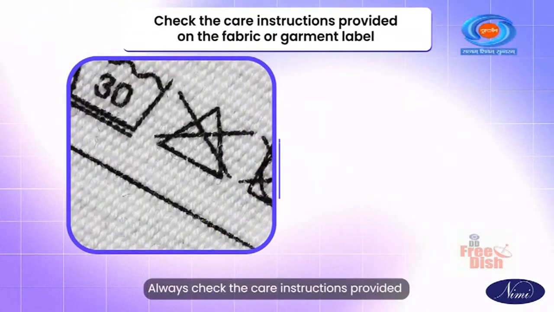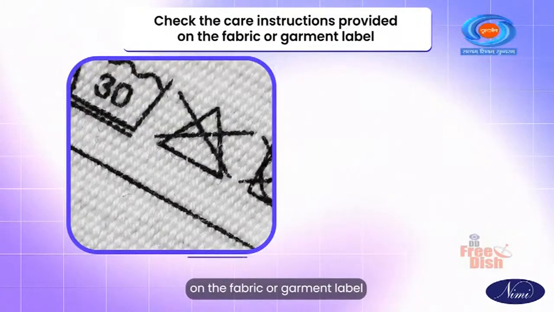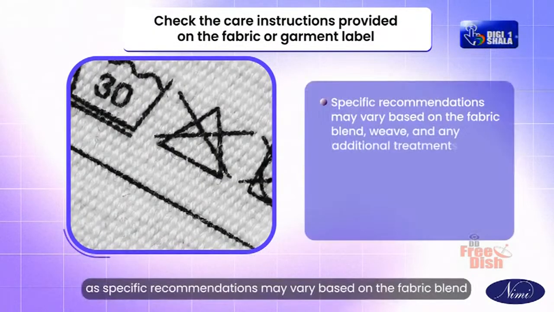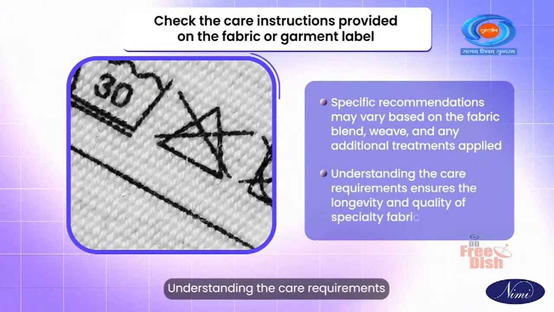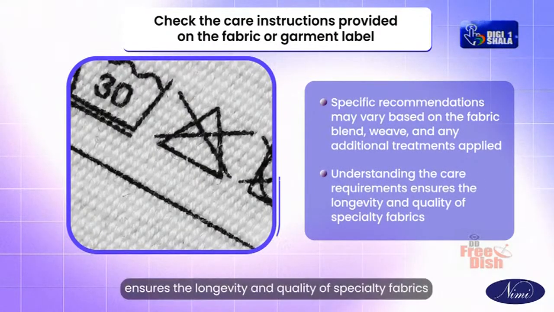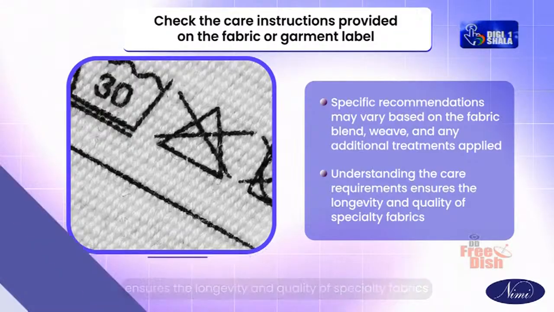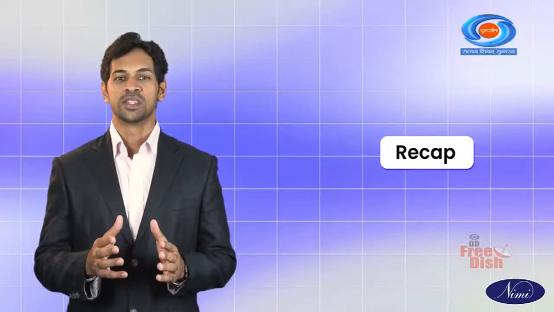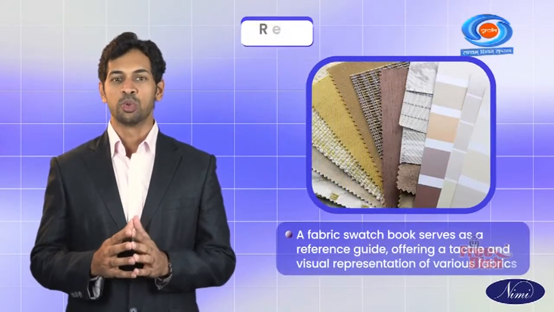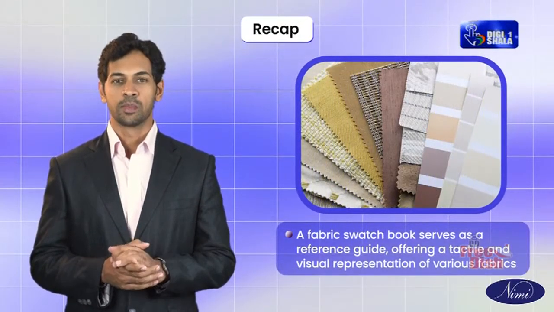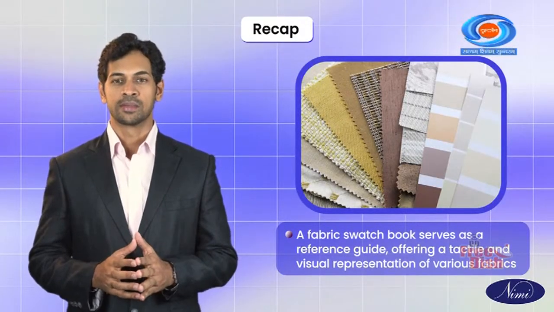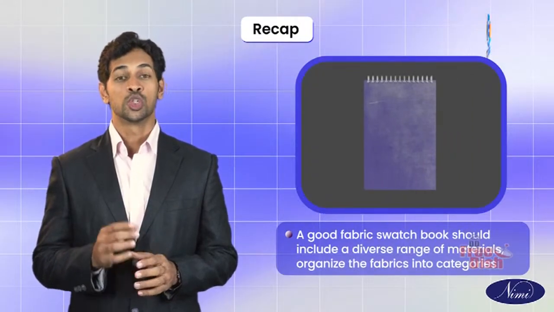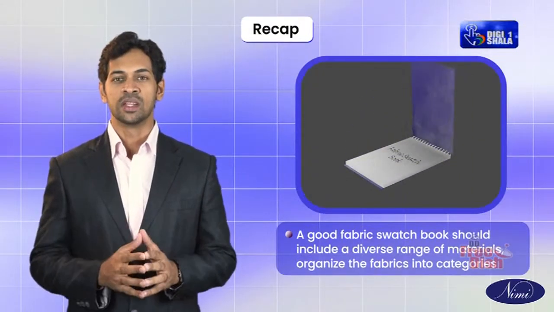Always check the care instructions provided on the fabric or garment label, as specific recommendations may vary based on the fabric blend and any additional treatments applied. Understanding the care requirements ensures the longevity and quality of specialty fabrics. Let's recap the key points discussed. A fabric swatch book serves as a reference guide, offering a tactile and visual representation of various fabrics. A good fabric swatch book should include a diverse range of materials.